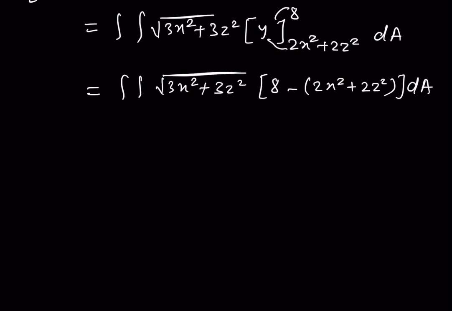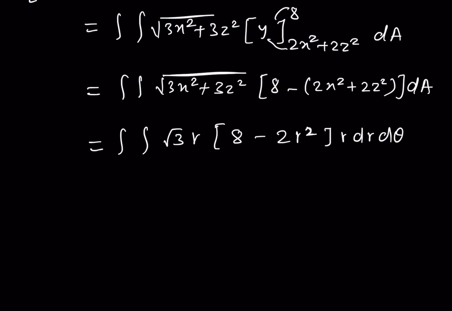Now convert the integral into cylindrical form by substituting x² + z² as r². So we get root 3 r times (8 − 2r²). dA becomes r dr dθ in the cylindrical system. Limits of r are 0 to 2. Limits of theta are 0 to 2π.